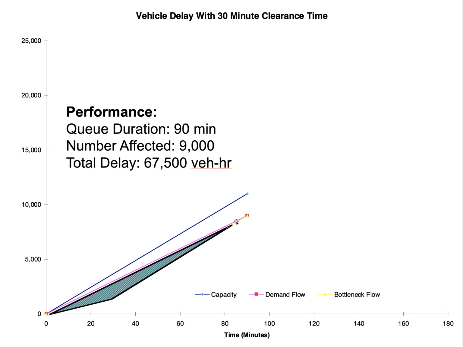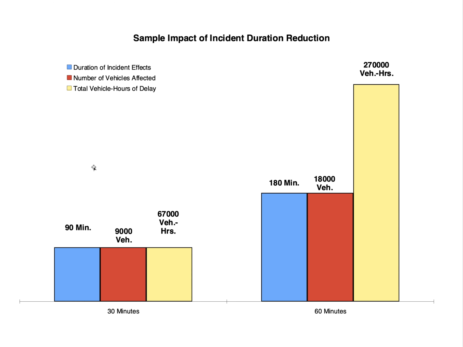The number of vehicles affected is also half, it's 9,000, but the total delay is 25% of what it was before at 67,500. So just on a bar chart, you can see here the duration of the incident effects is cut in half, the number of vehicles affected is cut in half, and the total vehicle hours of delay in the shorter incident is basically reduced by 3/4. So there's a huge benefit to reducing the incident duration, and you can use a queuing diagram to determine those parameters.